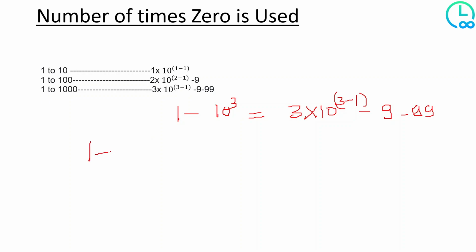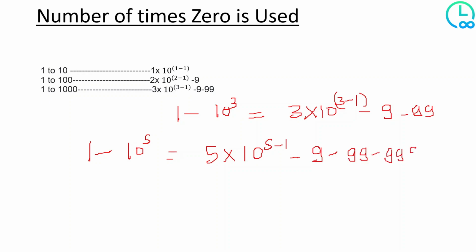Again, suppose you need to find till 10 to the power 5, like if you write numbers from 1 to 10 to the power 5, how many times will 0 be used? So this answer will be 5 into 10 to the power 5 minus 1, minus, so this is 4, so minus 9 minus 99 minus 999, and it will go on till 4 nines. I hope you are able to understand this pattern. So this way we'll solve the question.